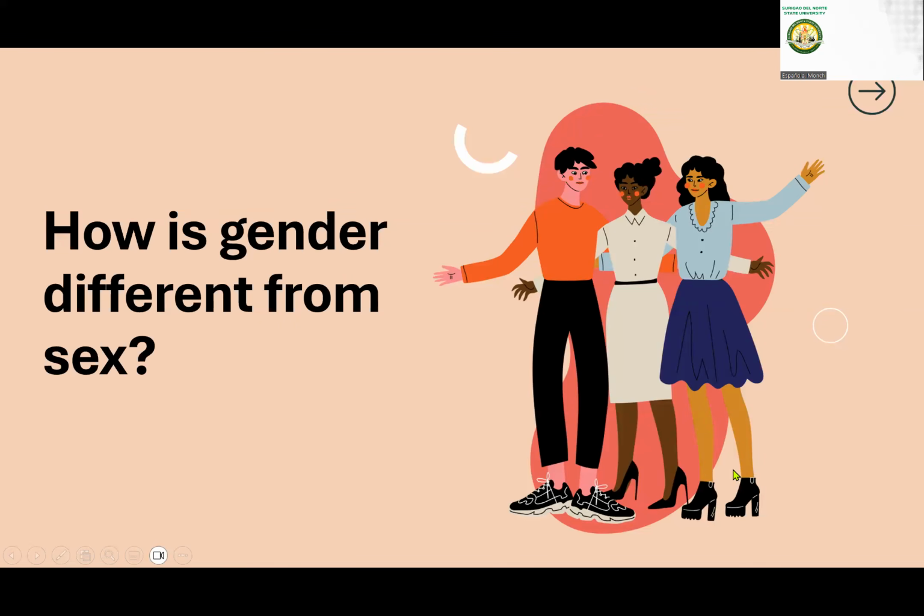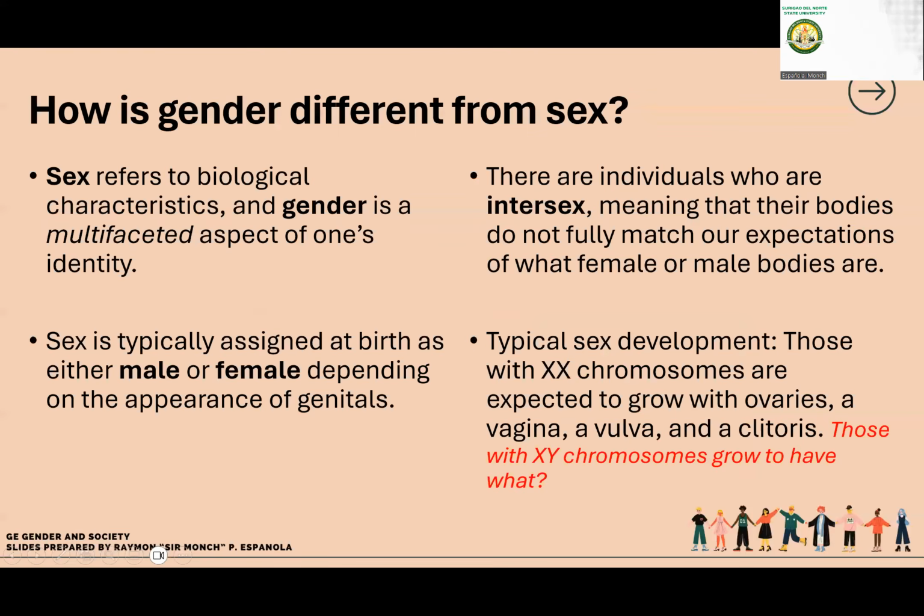First question, how gender is different from sex. We know that sex refers to our biological characteristics. Usually, that is simplified as anatomical differences between physical bodies. Sex is typically assigned at birth as either male or female, depending on the external appearance of genitals.